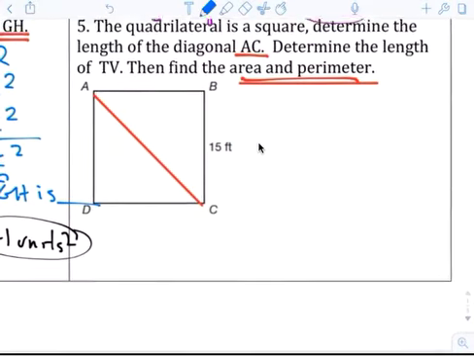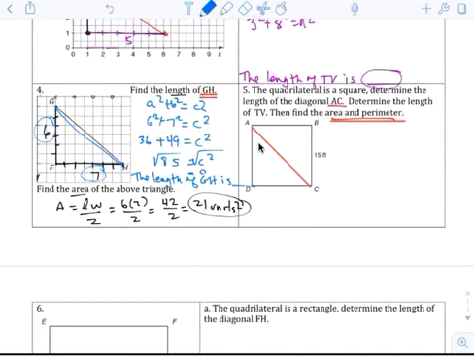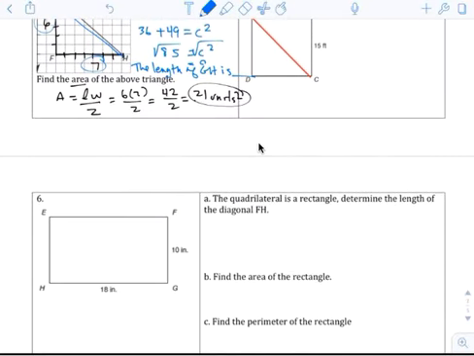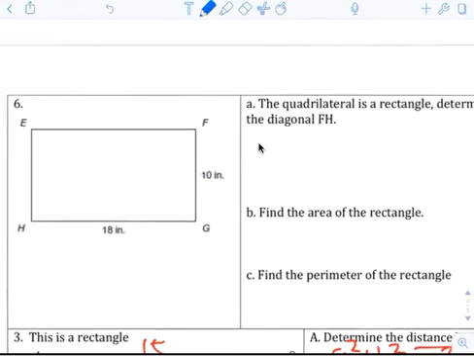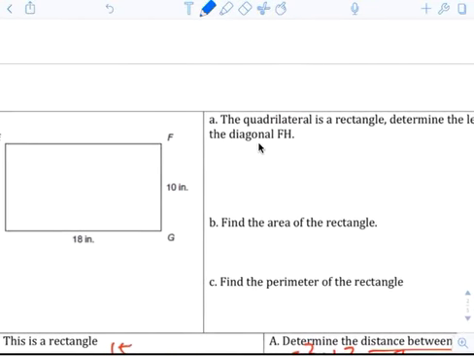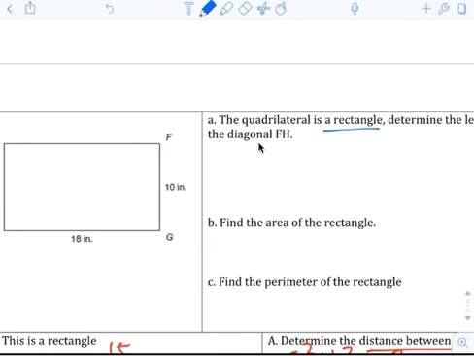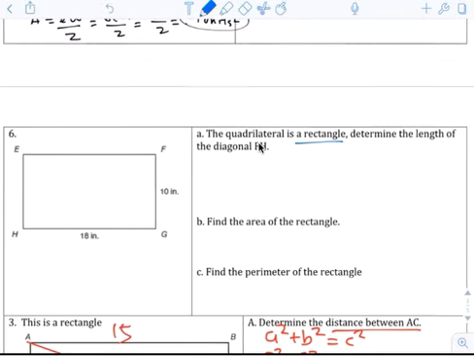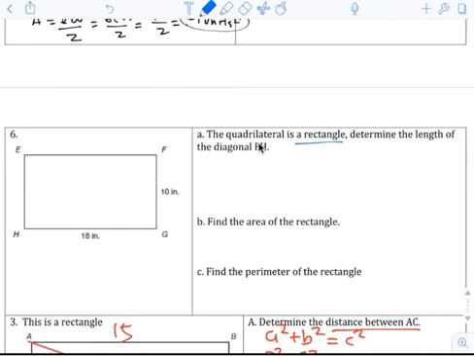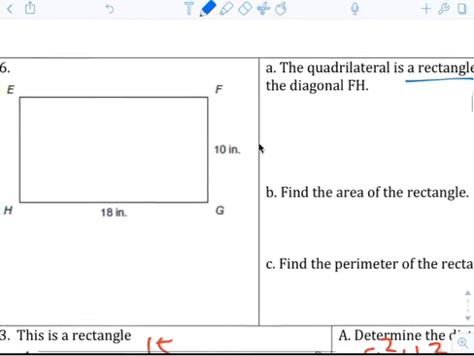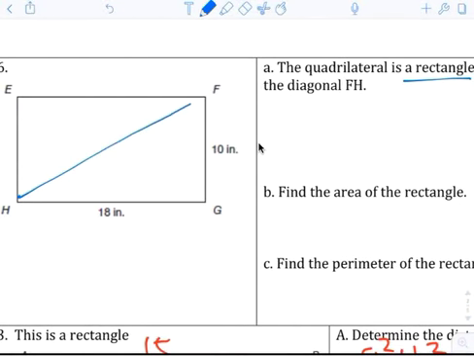And same thing here, perimeter and area. Try that on your own. I did it in one of the classes, here too. I'll do this one. In the quadrilateral, the rectangle is a rectangle. Determine the length and the diagonal of FH. Okay, we're trying to find FH.